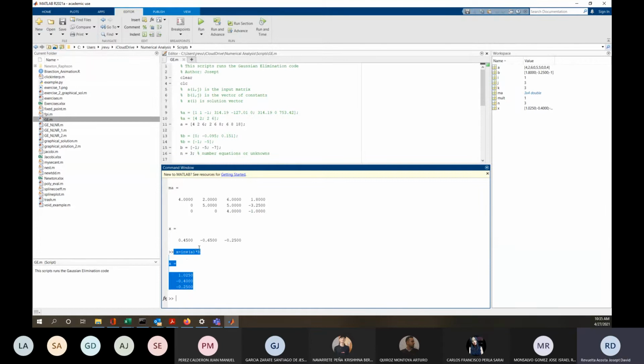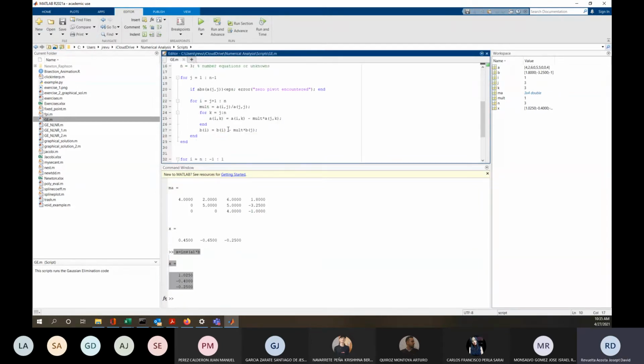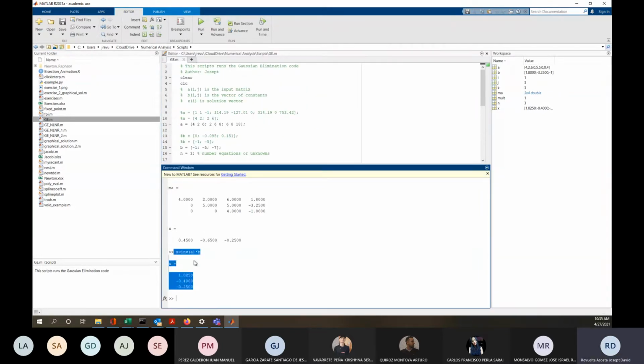It's easier, but in general, if we want to write code like this to compute the inverse, it's going to be a lot of work. That's how you solve it.